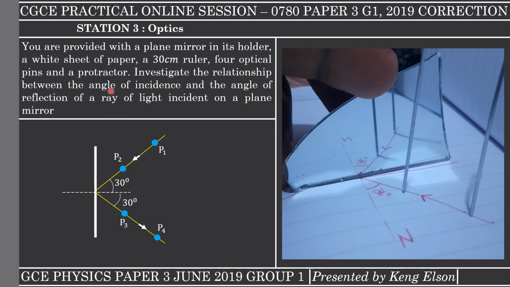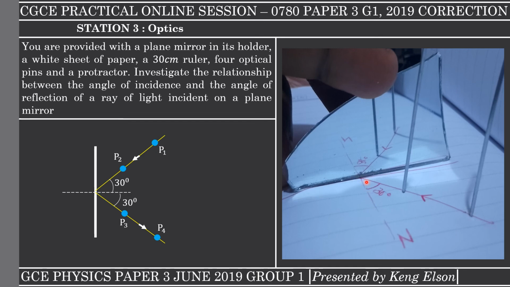Investigate the relationship between the angle of incidence and the angle of reflection of a ray of light incident on a plane mirror. So basically, forget about this diagram. Let's come to what is happening. So you draw a horizontal line where you're going to place a mirror and a holder there. All right, you now draw the normal, which is this vertical dotted line here, as you see. Now next, you choose any angle of incidence you want. Maybe you measure 30 degrees.